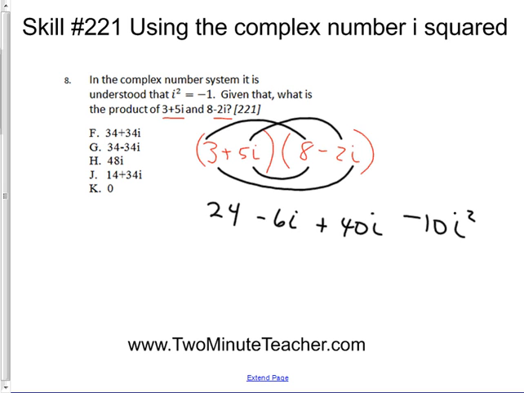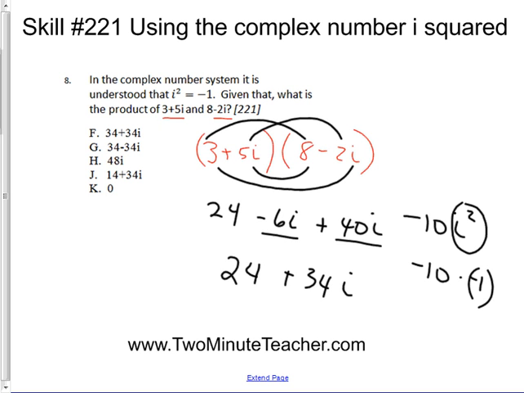Okay, so now we did all of that so that we could get it down to plus, let me think, -6 and the positive 40 makes plus 34i. And this last part is really critical. You need to know that i squared means -1. So -10 times -1. And that makes positive 10. Okay, because the negative times the other negative makes it positive 10. The positive 10 goes with the 24 and makes it 34 plus 34i.